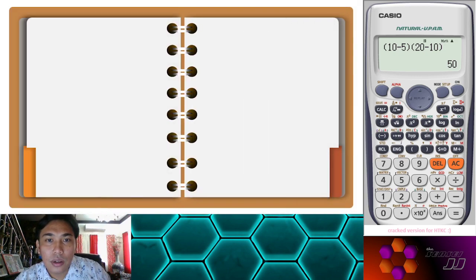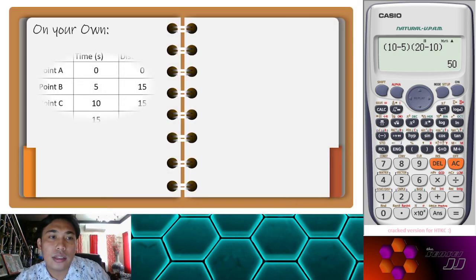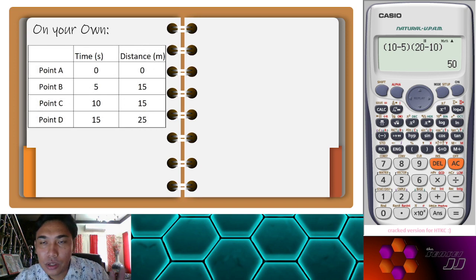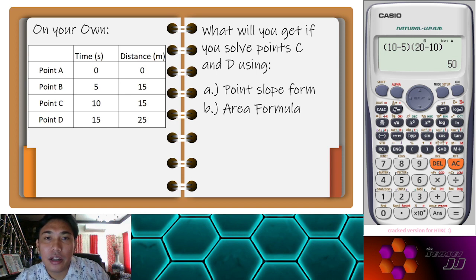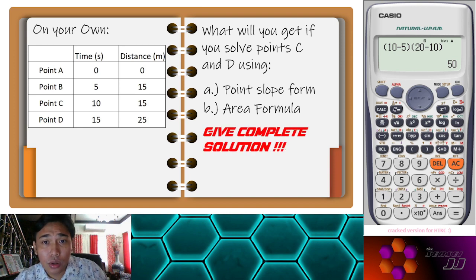Try to solve this one, guys. On your own, try to graph this one. Try to graph, and I'll be calling out someone to answer. What will you get if you solve points C and D using point slope form and area formula? Note, give complete solution. I'll be giving you guys time to solve this one on your own. Please solve this one on your own.